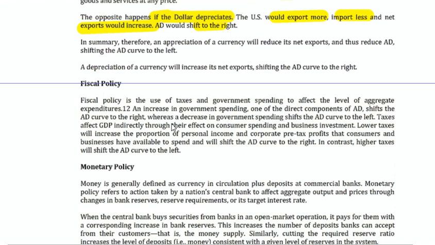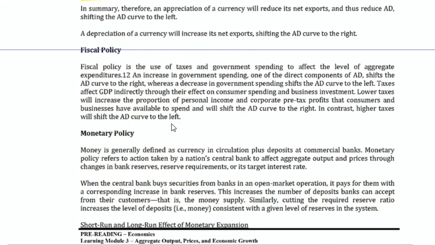Let's talk about fiscal and monetary policy. Fiscal policy is the use of things like taxes and government spending to impact the level of demand. An increase in government spending, which, by now we all know, is one of the direct components of aggregate demand, will shift the curve to the right. A decrease in government spending will shift the curve to the left.